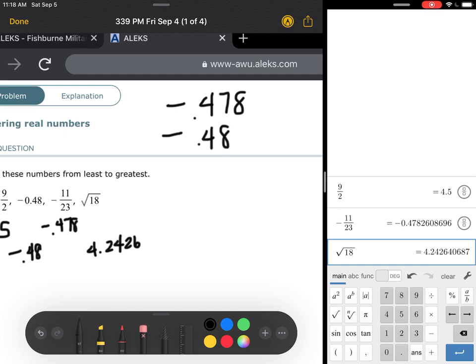The first thing you do when you're ordering decimals is look at the first number to the left. These are both the same number, so neither is bigger or smaller than the other. Then I go to the next number. I have 7 and 8. If I'm remembering my numbers right, 7 is smaller than 8.